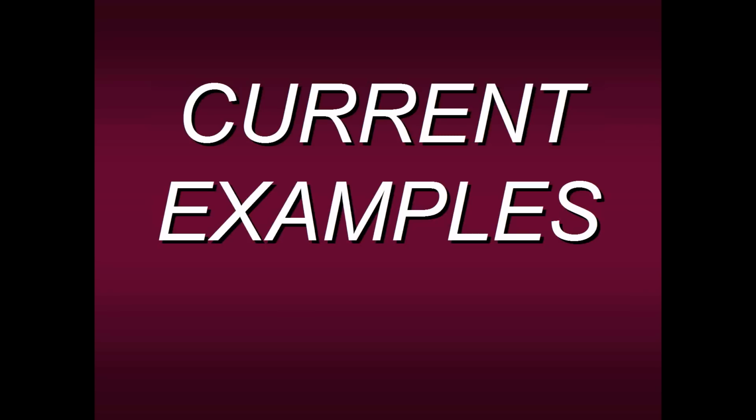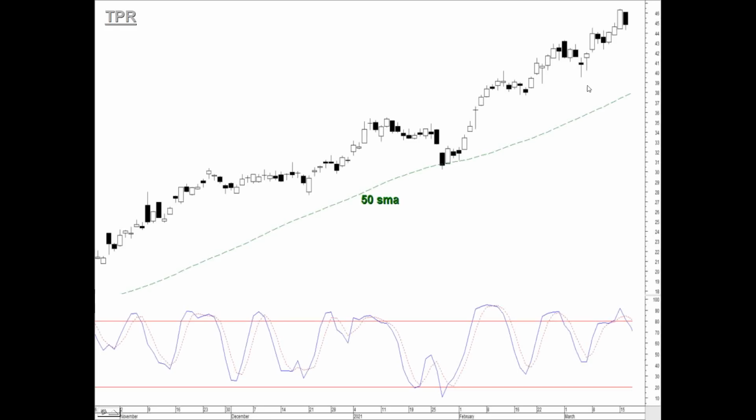All right, so let's look at some more current examples. Examples that may have started 6 months ago but ended last month or even this month in April, okay? Here's an example in TPR. All right, now obviously, where are we in relation to the 50 period? We are above. So we're only going to be a buyer. Now look at all of these so-called overbought areas right here, okay?